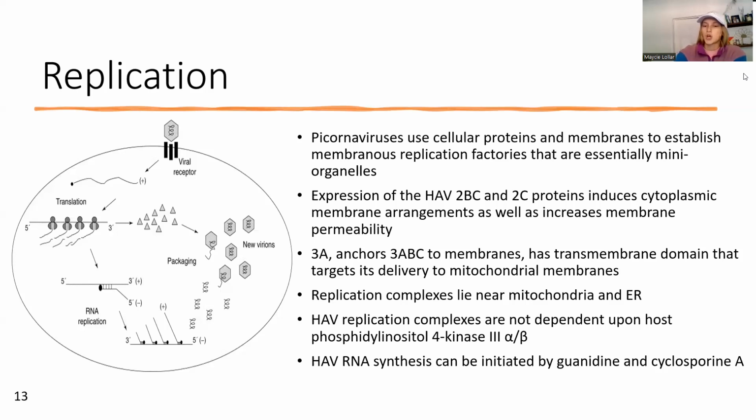So HAV replication complexes are not dependent upon the phosphatidylinositol 4 kinase 3 alpha beta. And the HAV RNA synthesis can be inhibited by the guanidine and the cyclosporin A.